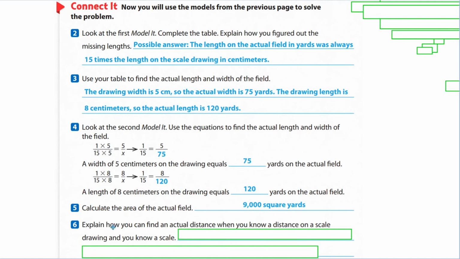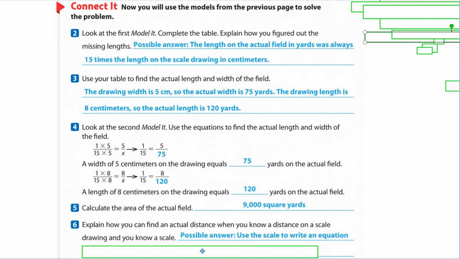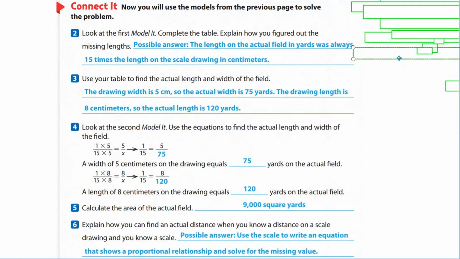And then question 6, explain how you can find an actual distance when you know a distance on a scale drawing and you know a scale. Well, one possible answer is use the scale to write an equation that shows a proportional relationship, there's the equation, and solve for the missing value.